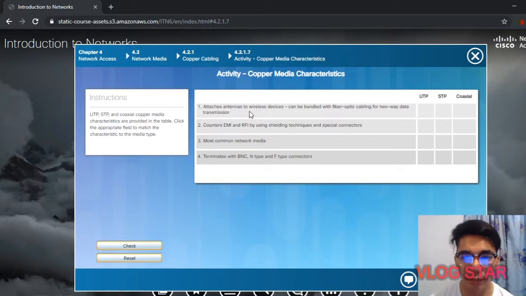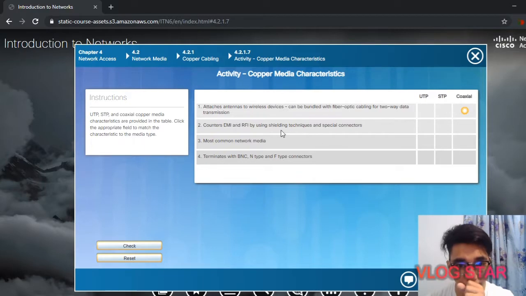Can be bundled with fiber optic cabling for two-way data transmission. It can be UTP because of the fiber optic cabling. We all know that UTP is unshielded, and the fiber optic is somewhat shielded and has 6 or 5 layers on it. So it's not UTP, and STP, it can be, but still it's not. And the coaxial, it is perfectly coaxial because of the antennas to the wireless device.